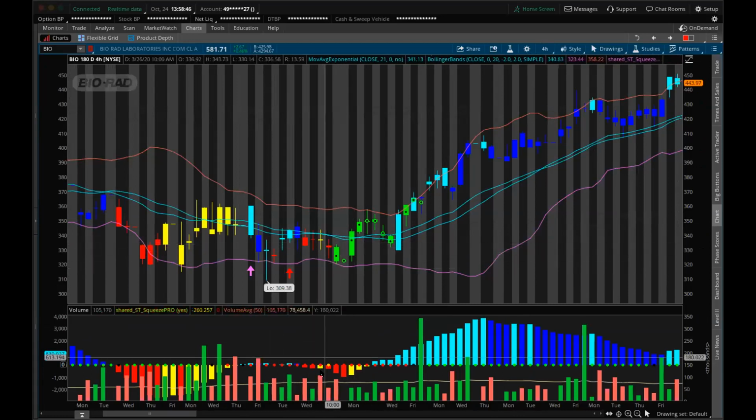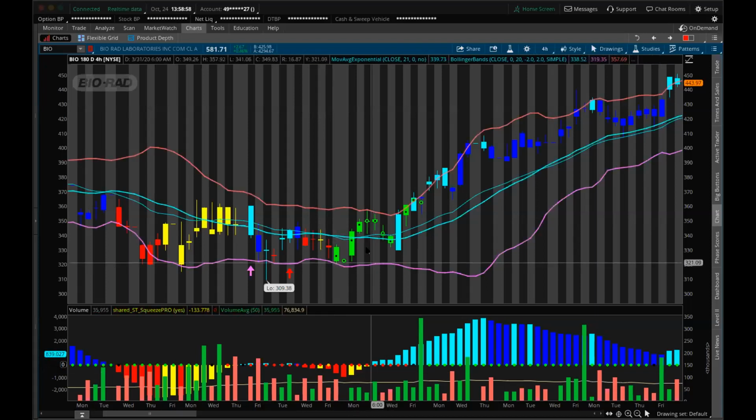What we did get though is we are in a squeeze, and we can see bullish divergence here. It's small, but it's bullish divergence. We can see that momentum is shifting to the upside. We have these early entry bubbles, and we get the release.